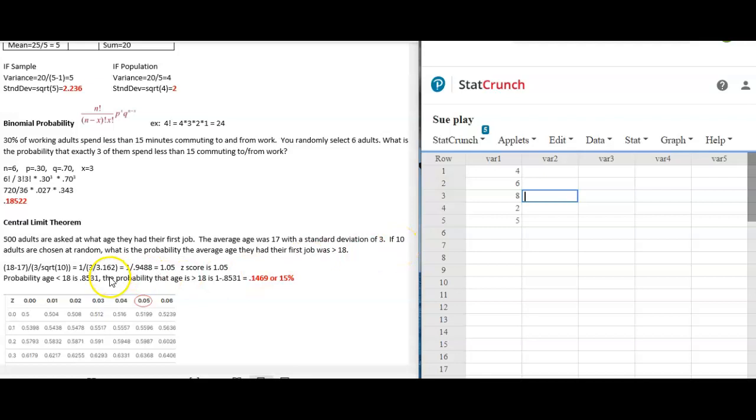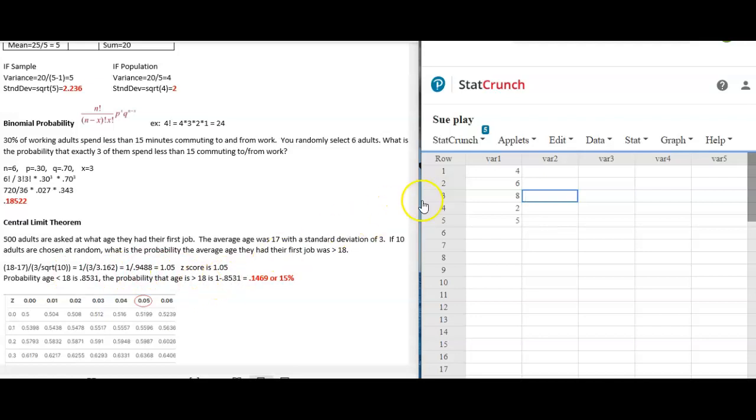So then just using a calculator, we have 1 divided by 3 divided by the square root of 10, which is 3.162. 3 divided by 3.162 is 0.9488, so we have 1 divided by that. And doing that on my calculator, I got 1.05. What I've just done here is I've calculated the z-score by doing x minus the mean divided by standard deviation, which is divided by the square root of the sample size.